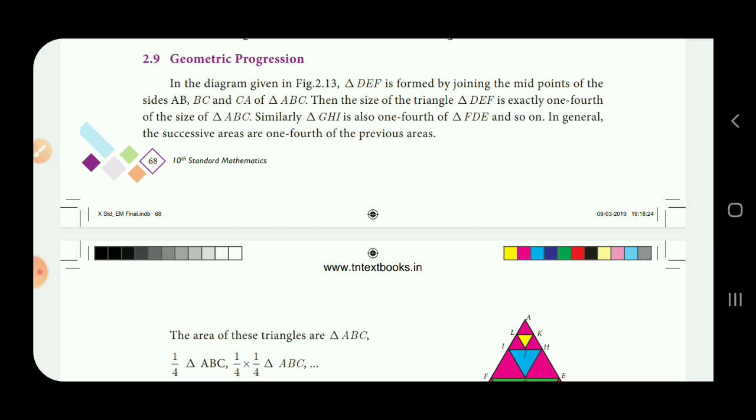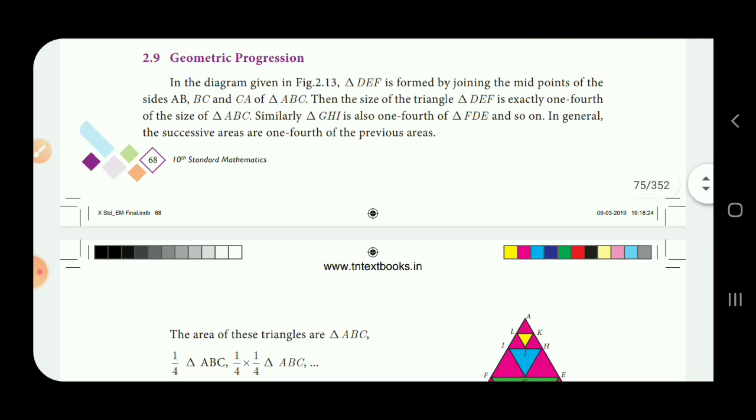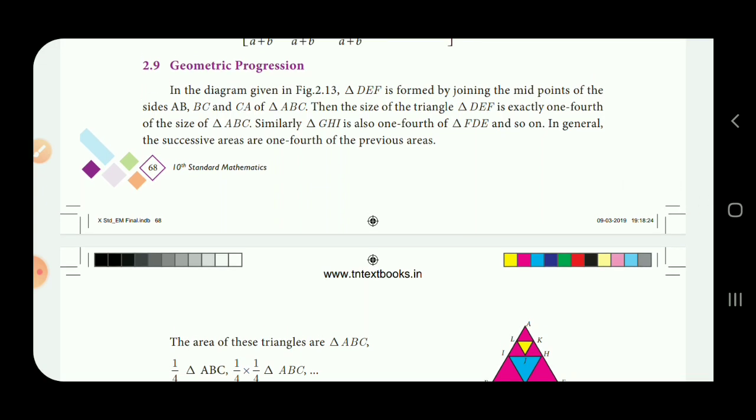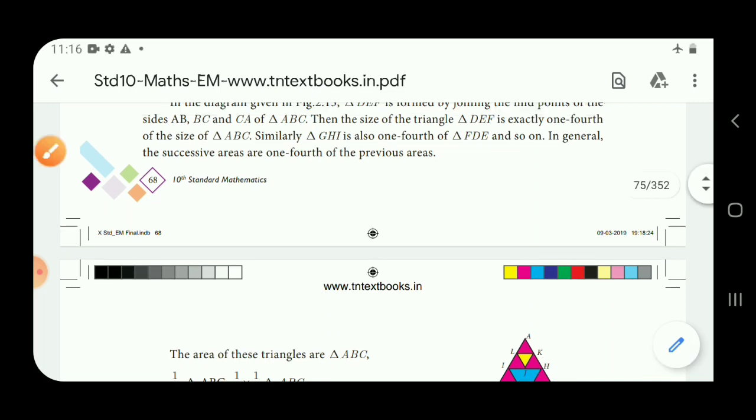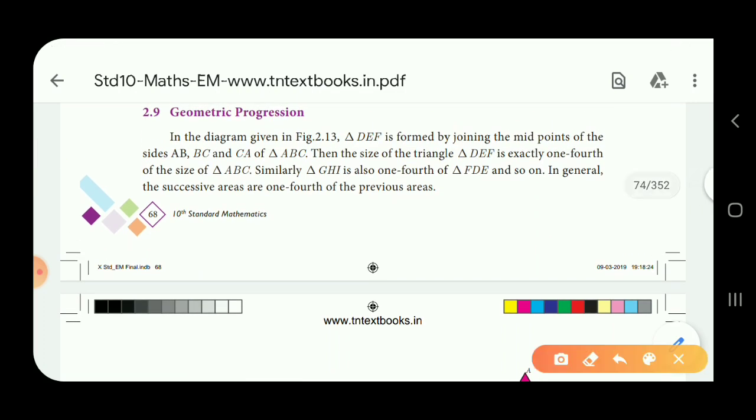Today's maths online class, chapter number 2, numbers and sequences, exercise 2.7 and the definitions. So see now, geometric progressions. What is a geometric progression? See the diagram, figure number 2.13.